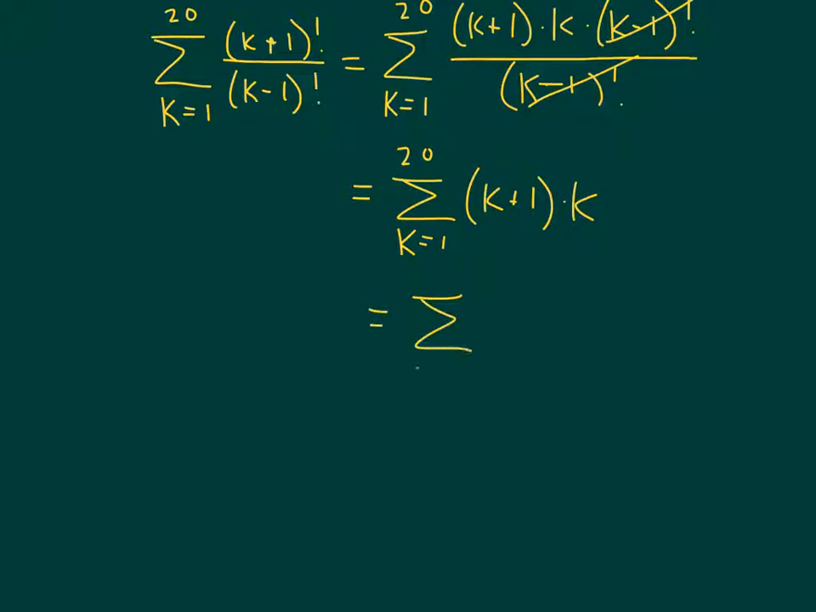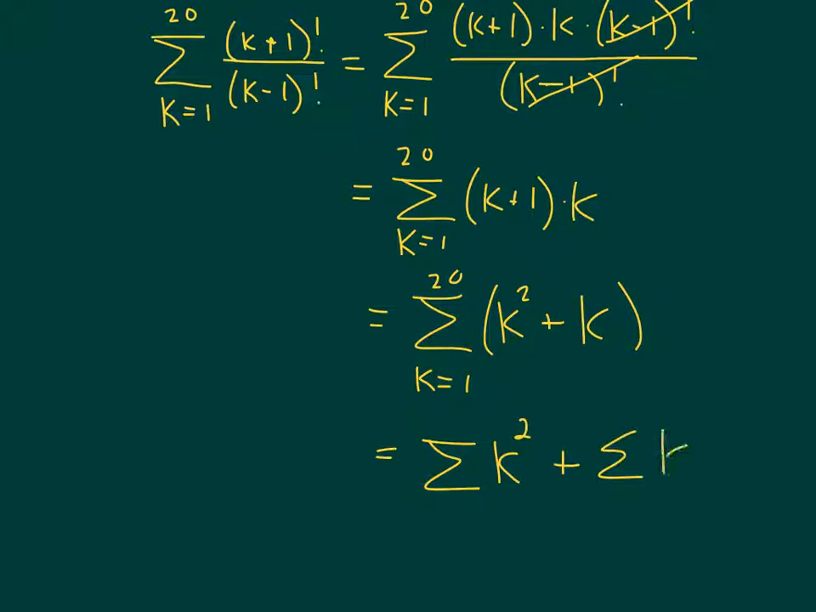So I'm going to rewrite this as sigma k goes from 1 to 20 of k squared plus k. And now we can use our rules of sigma. We can split this up. So we have sigma k squared plus sigma k. And again, k is going from 1 to 20 in both cases. It's important to use correct notation so that this is clearly understood.